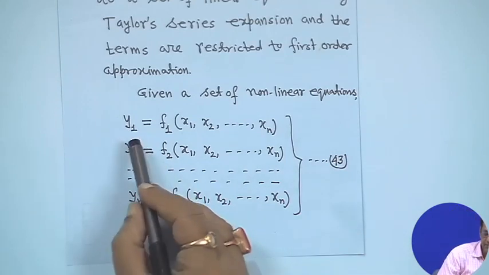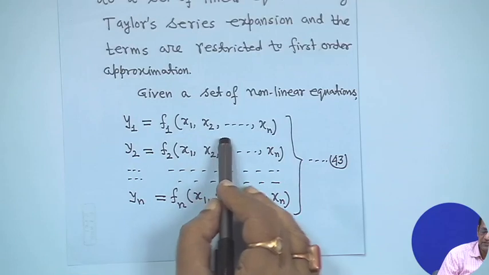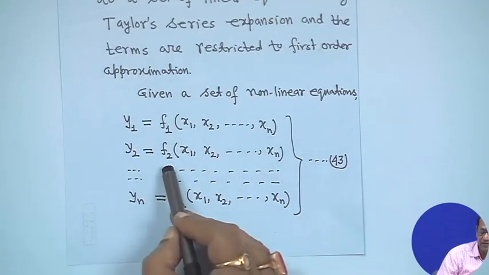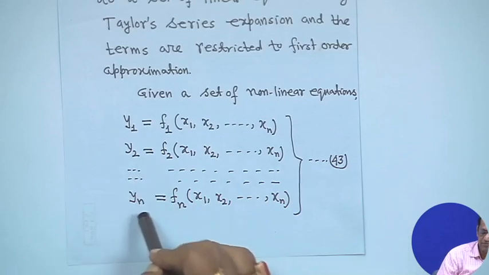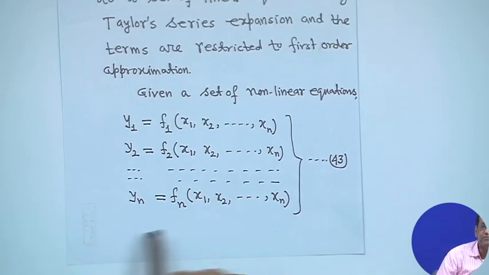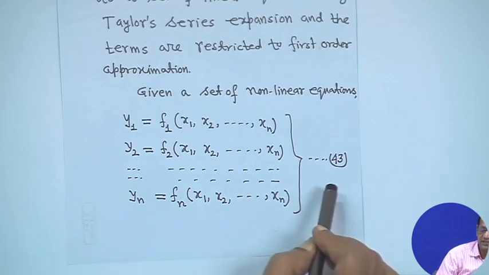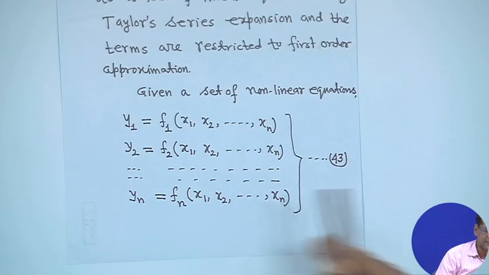Suppose it is given y1 is equal to f1, a function of x1, x2 up to xn. Similarly, y2 is equal to f2(x1, x2 up to xn). Similarly, up to yn is equal to fn(x1, x2 up to xn). You take a set of nonlinear equations. So, this is equation 43. First, we will see that iterative process, then we will go for load flow. So, this is your nonlinear equation.